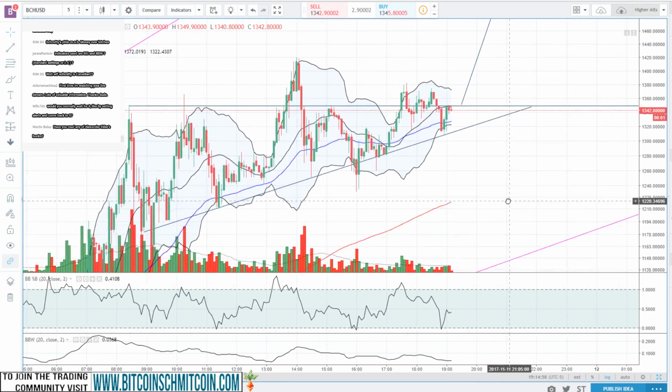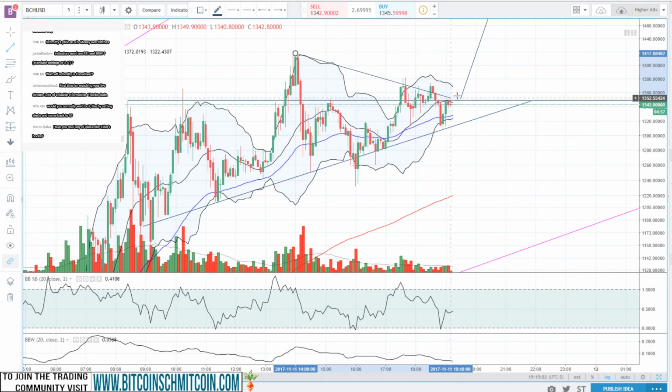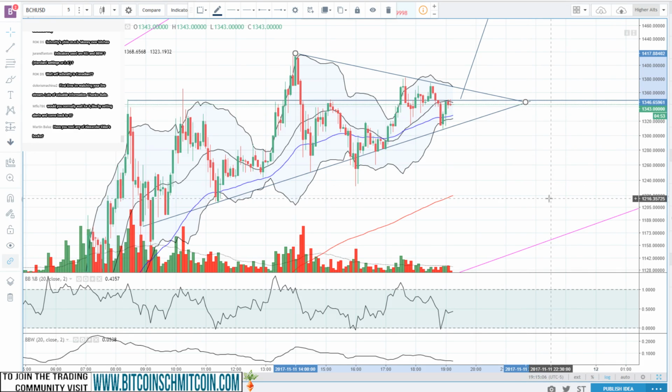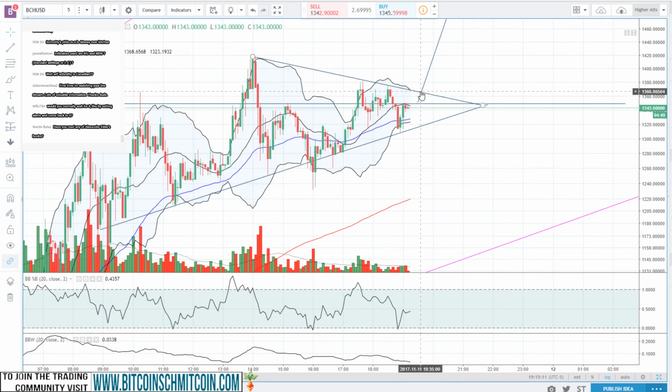Someone from my Discord channel said they're suggesting something like this. Also valid, it's a trend line. Wouldn't surprise me if that's how it plays out. Breakout somewhere around here. It wouldn't surprise me.